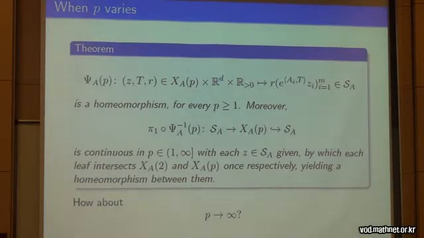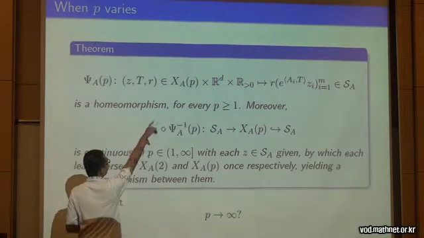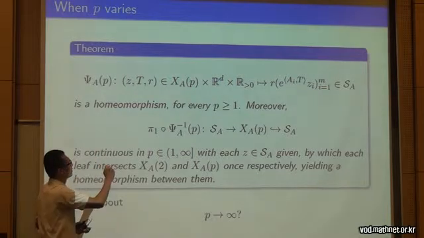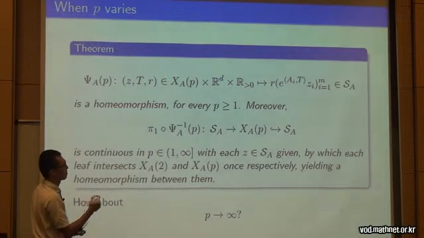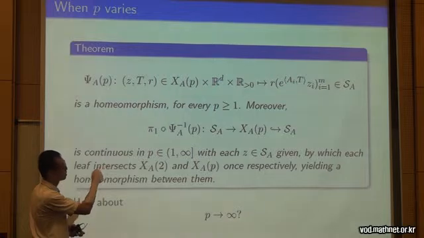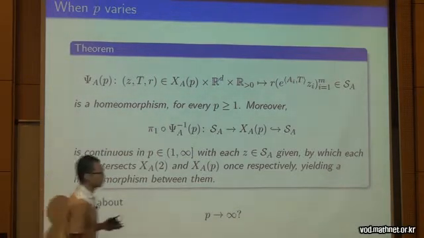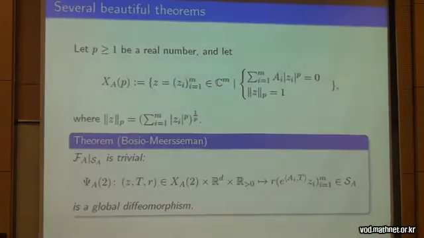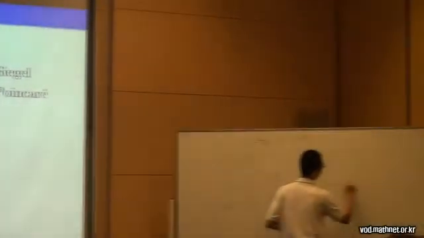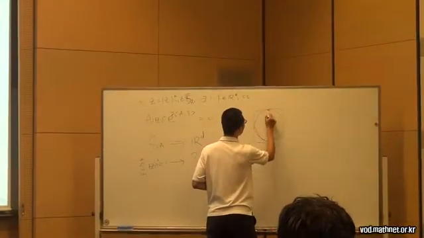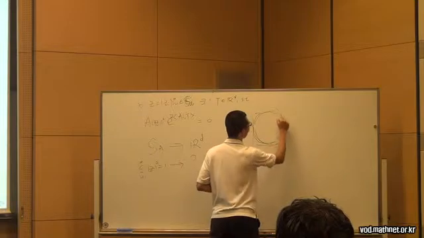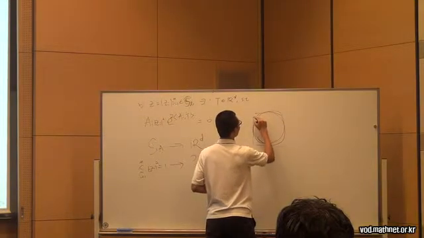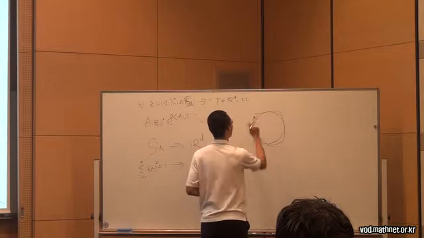And moreover, there is something interesting: if we denote pi_1 to be the projection on X_A^P, then we have a continuous path, which is parametrized by P. And it is a path in S_A, as we have shown in this picture. So if we change the norm P, this will be closer to the moment-angle complex.